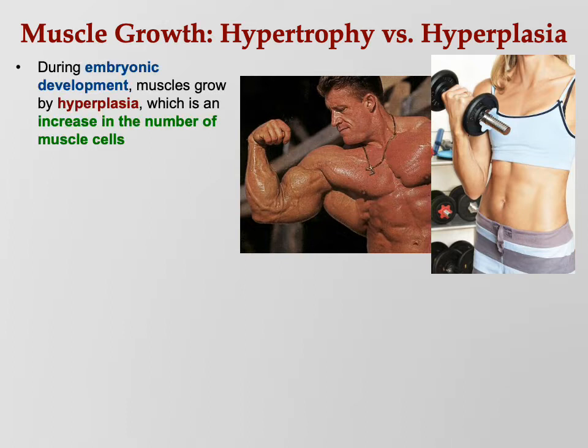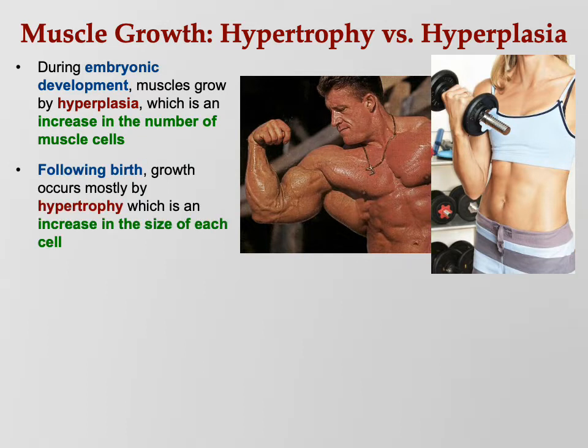So during embryonic development, muscles grow by hyperplasia, which is an increase in the number of muscle cells. So you're actually adding more muscle cells or muscle fibers to the muscle as you're developing in utero, all right? Once you're born, however, you generally don't change the number of muscle fibers or muscle cells that you have. What can happen, though, is you change the size of each one of those muscle fibers. That's hypertrophy. So that's what happens when you go work out at the gym and you build up muscles.